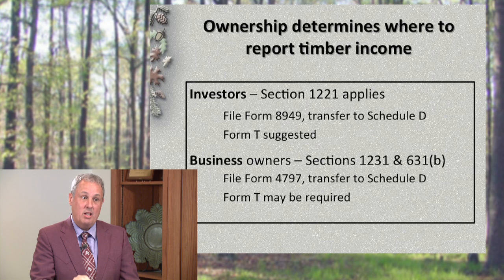Form T is required with 4797. So businesses have a higher expectation of keeping their records better. We'll cover Form T later on because I know many of you out there want to know about this. Just can't wait to learn about Form T.